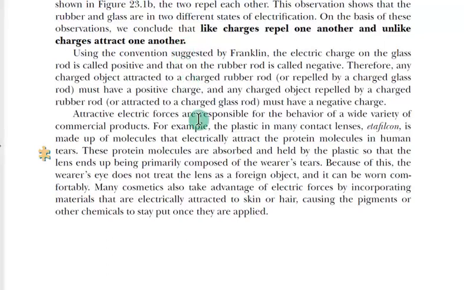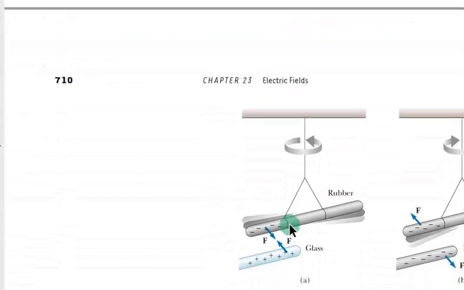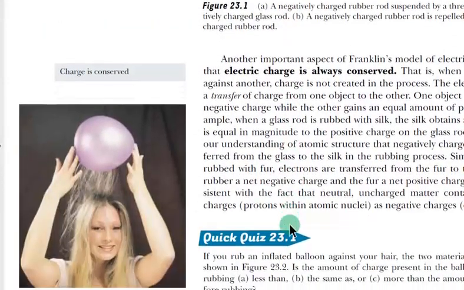If we have two positive charges, they will repel. They don't like one another. If we have a negative charge and a positive charge, then you expect a force of attraction between them. Okay, let's move on to the next property.